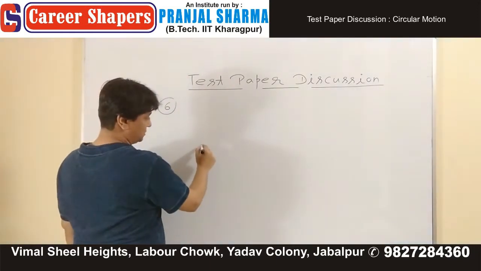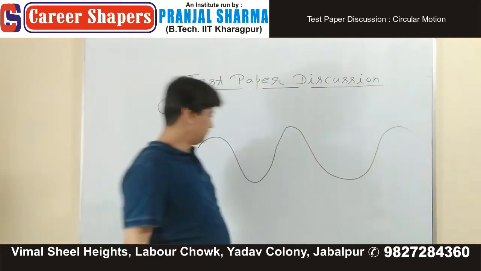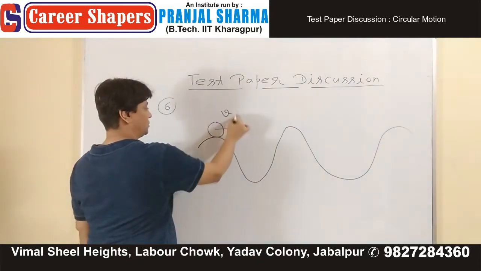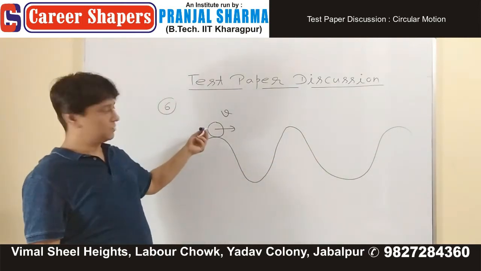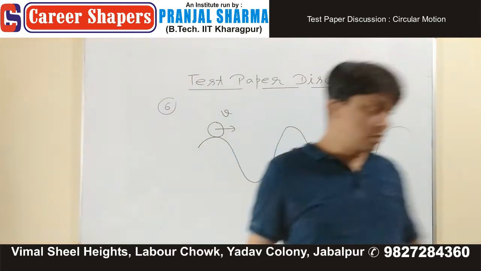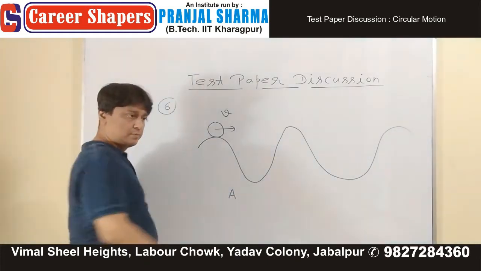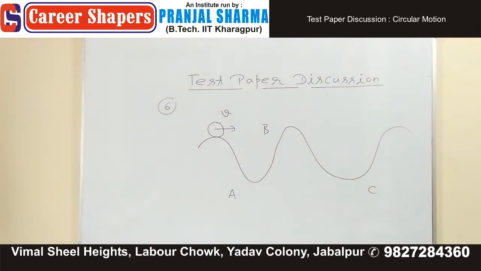We are being given a road like this. That's the shape of the road. An object is moving with constant speed v. This is the road. An object is moving like this, and throughout, speed is constant. There are 3 positions: position A, position B, and position C. Question says: normal reaction of the body is maximum at A, maximum at B, minimum at C, or same at every place.